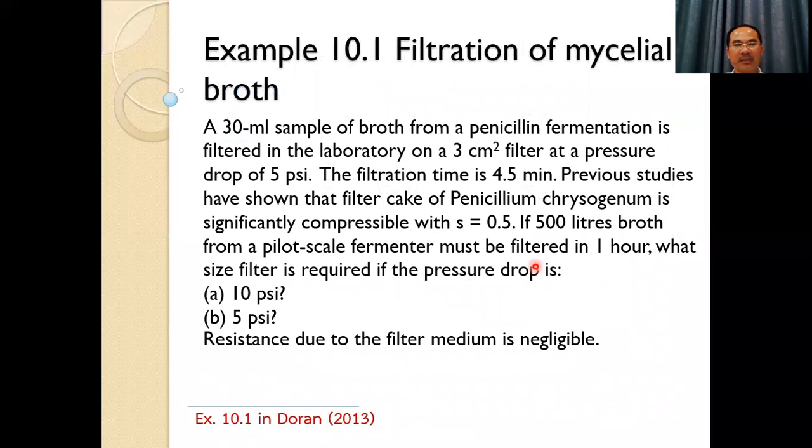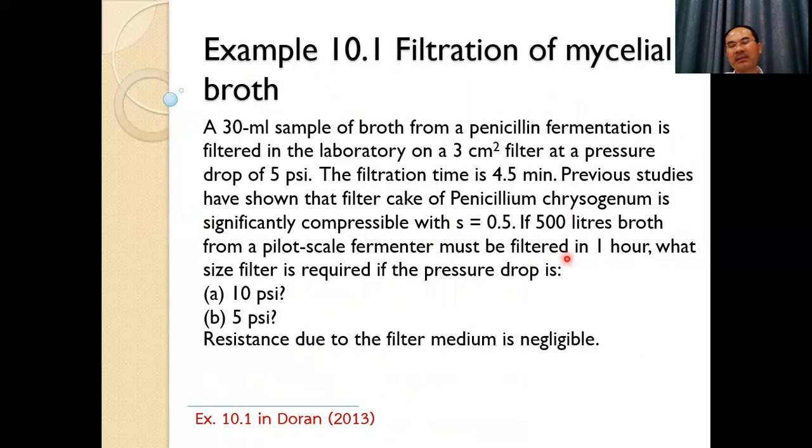Okay. For this example, we will consider a 30 milliliter sample of broth from penicillin fermentation. We use the filter to separate the solid from the liquid, using a 3 square centimeter filter area at a pressure drop of 5 psi. The filtration time is 4.5 minutes. From the previous study, it showed that the filter cake of penicillin is significantly compressible with n equal to 0.5. Okay, this is the previous experimental result.